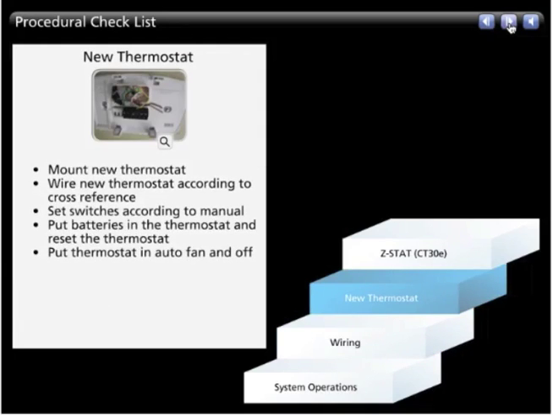New thermostat. Next, you'll want to mount the new thermostat. Wire the new thermostat according to the cross-reference. Set the switches according to the manual. Put the batteries in the thermostat and reset the thermostat. Now put the thermostat in auto fan and off.